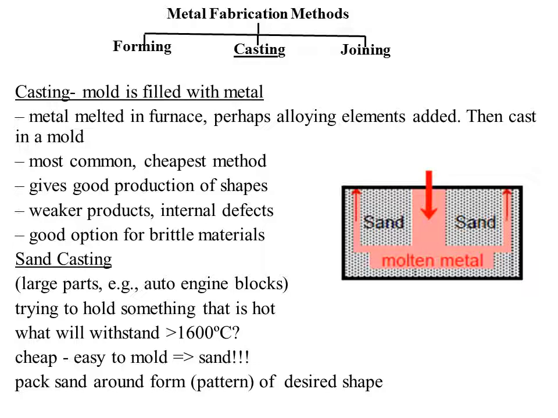There may be internal defects because of the molding, so they are good options for prepared materials. Next is sand casting, for large parts, for example auto engine blocks. Sand can withstand the heat, as its melting temperature is more than 1600 degrees. You fill the sand into the shape and pour the metal. You can see people preparing molds of different shapes using the sand casting method.